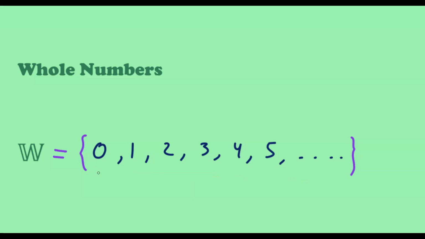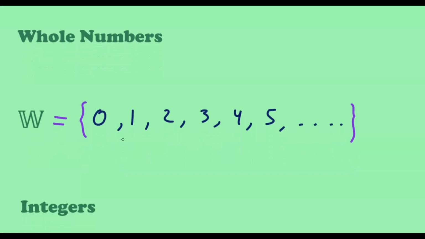If we have a look at this set, we can see that 0 is the smallest whole number. And there is no largest whole number because this set goes on forever. Now we can move on to the next type of real number, and that is the integer. So we have the set of integers. And we represent this set using this notation over here. That is, we use the letter Z.